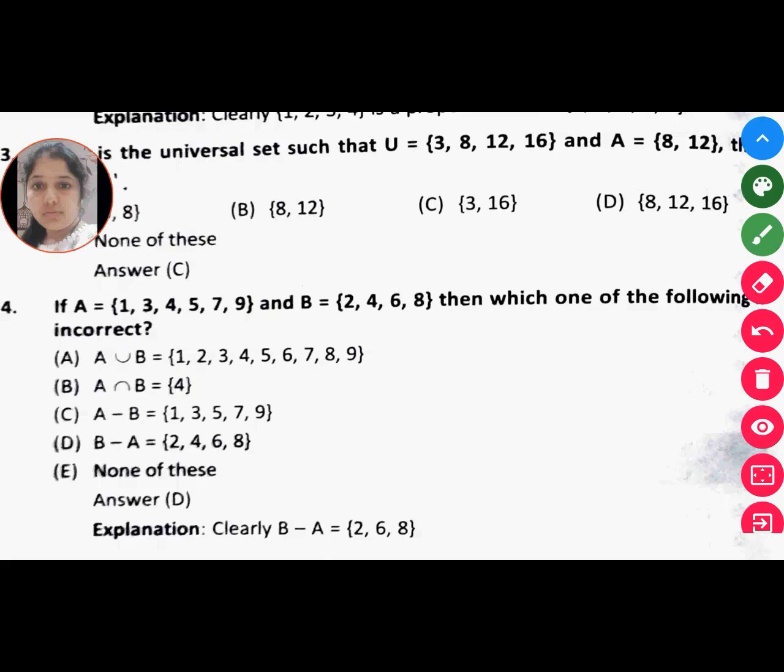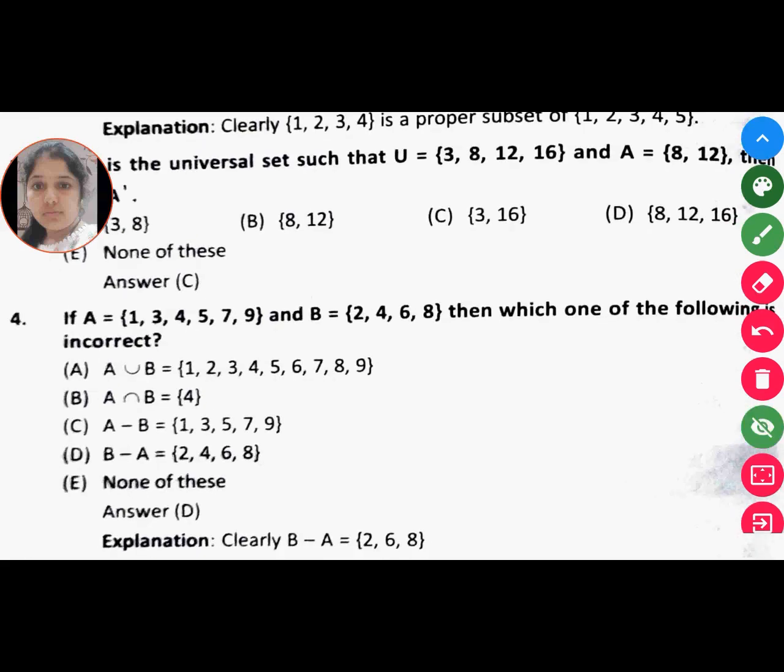Intersection means the common element. So 4 is common in both of them. So this is also correct. This is also correct. A minus B means which are there in A but not in B. You have to subtract. So 4 will be subtracted from A minus B because it is common, and the rest of the elements of A remain as they are. So 1, 3, 5, 7, 9 is the answer for A minus B. So this is correct.